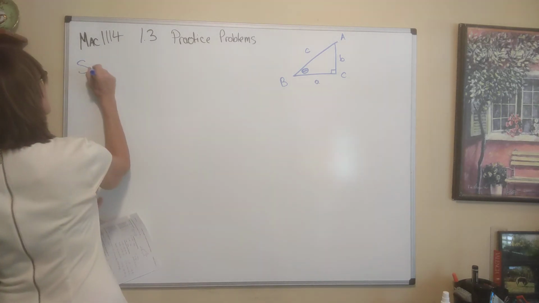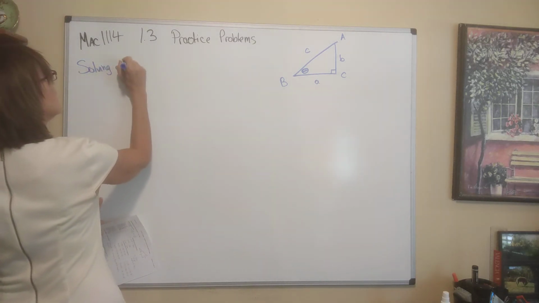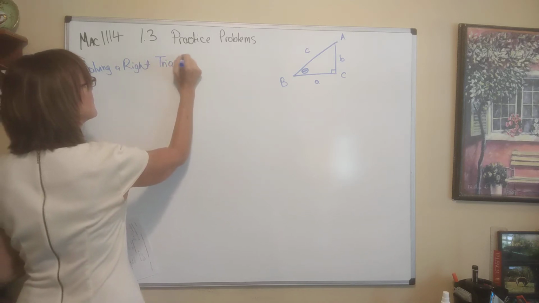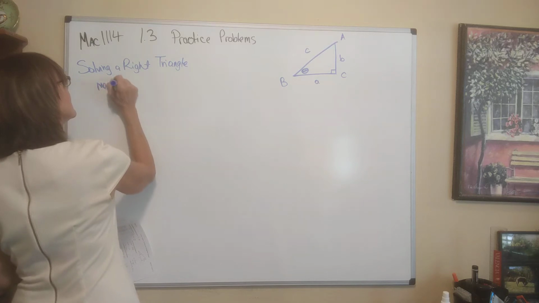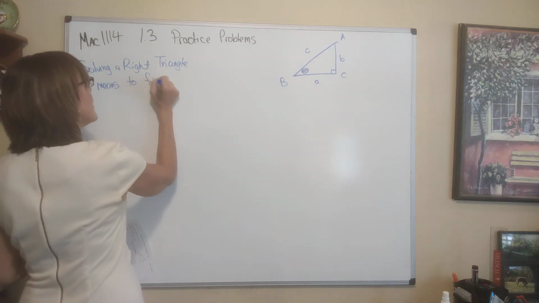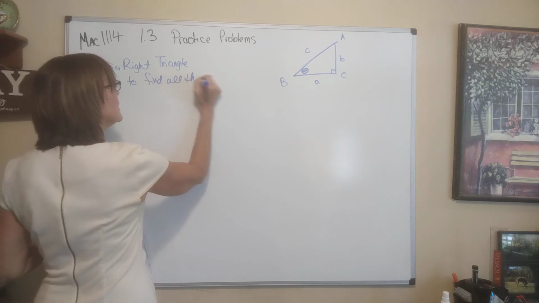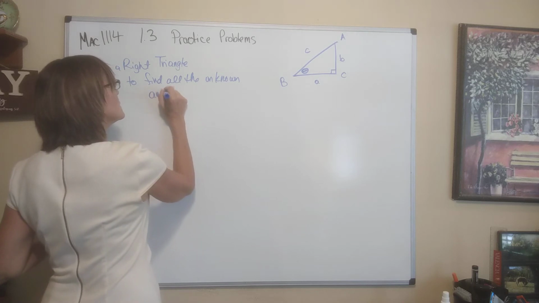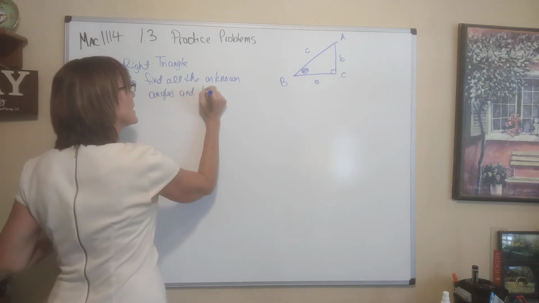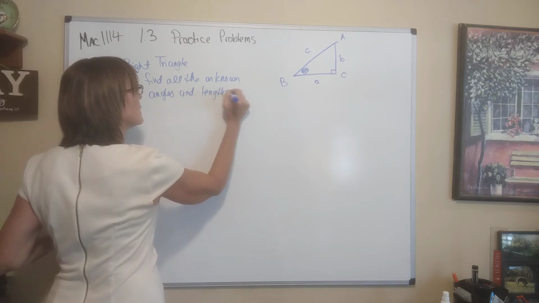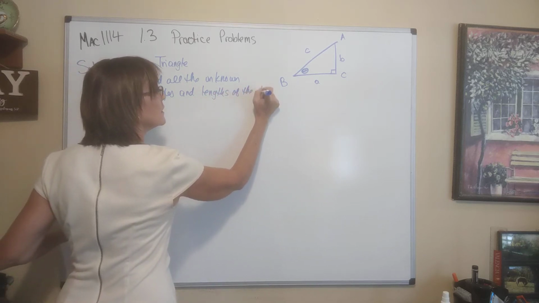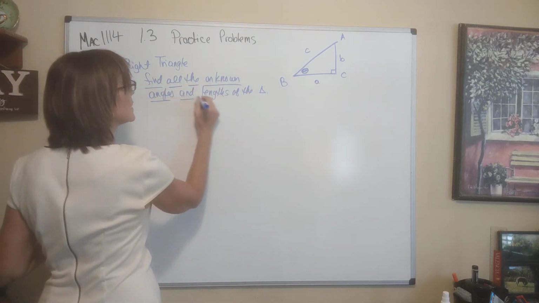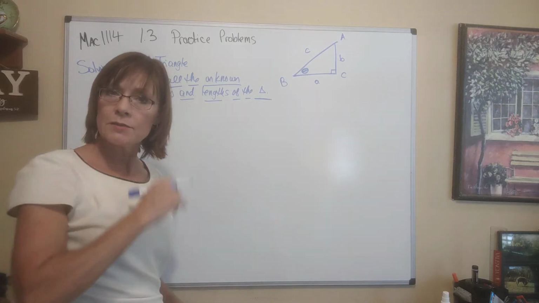So, solving a right triangle means to find all the unknown angles and lengths of the triangle. Okay, so that's what solving a triangle means.